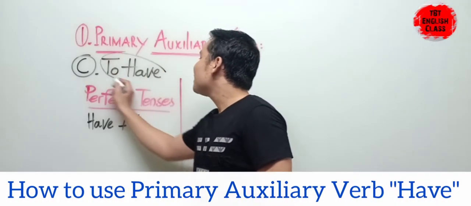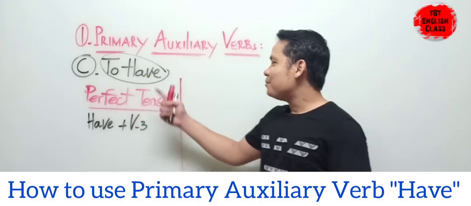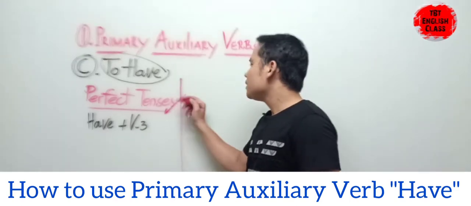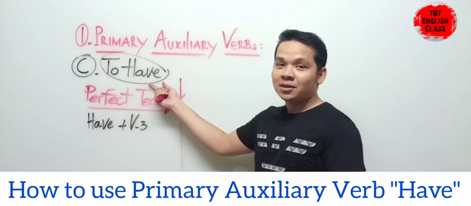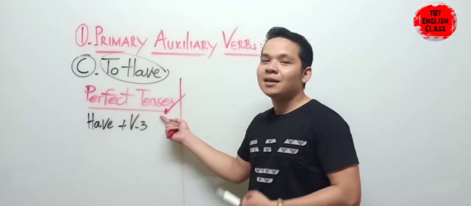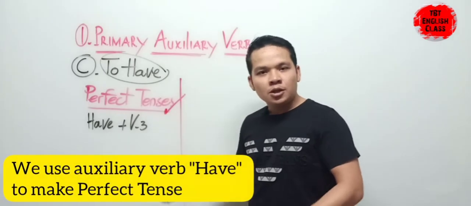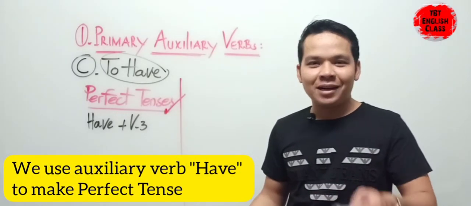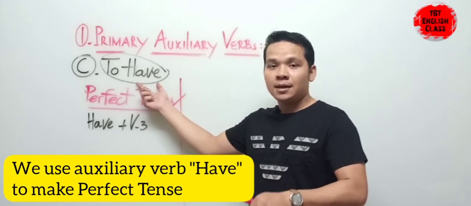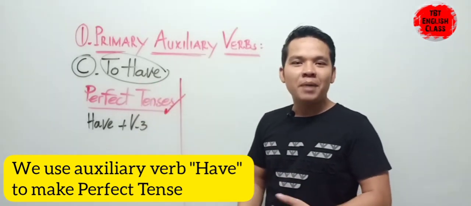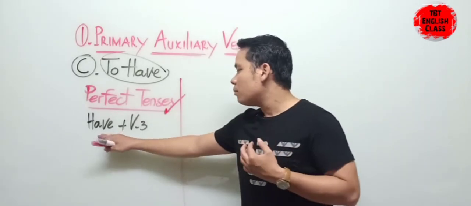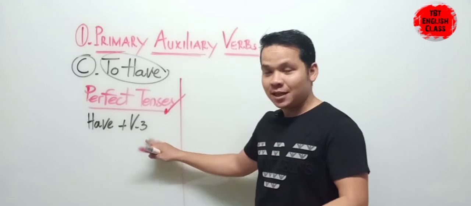How do we use "to have" as a primary auxiliary verb? Normally, we use the verb "to have" as a primary auxiliary verb to create perfect tense. So when we want to make a simple sentence into perfect tense, the primary auxiliary verb "to have" is really necessary. Okay, so you can see the simple form means have plus verb 3.